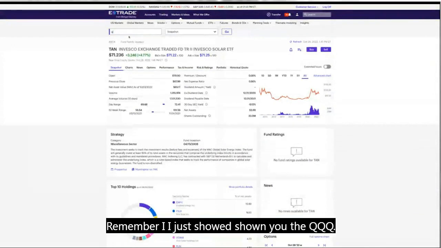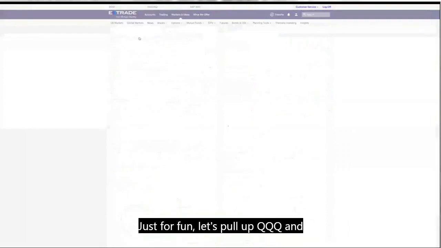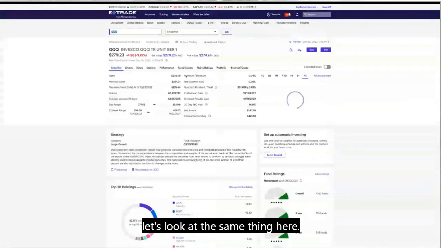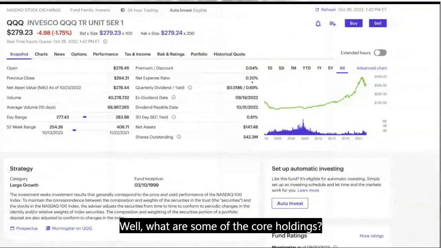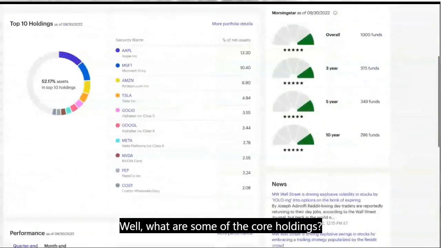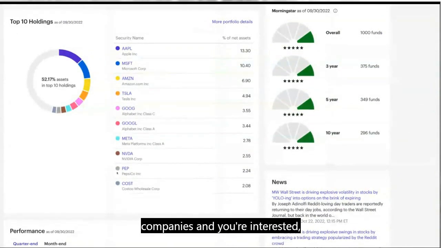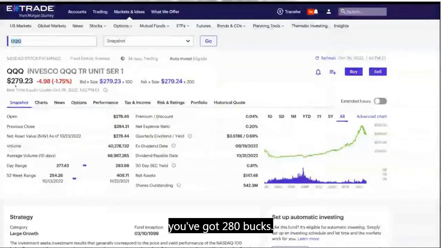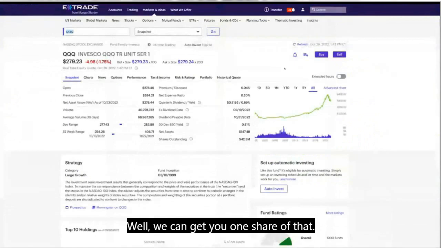Do you remember I just showed you the QQQ? Just for fun, let's pull up QQQ, and let's look at the same thing here. Expense ratio, 0.20. Well, what are some of the core holdings? Apple, Microsoft, Amazon, Tesla, Google. So if you want to get into these companies and you've got $280, well, we can get you one share of that, not a problem.